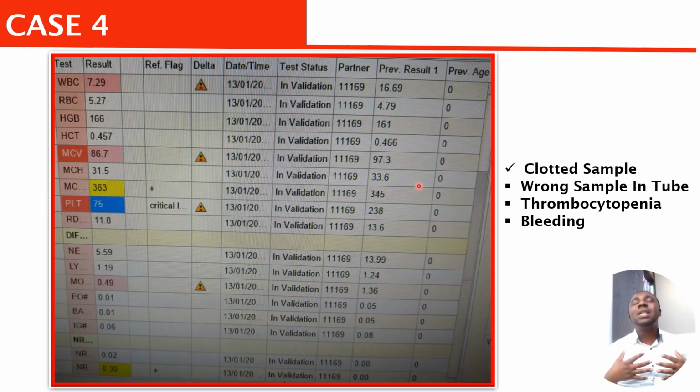But don't forget, don't be deceived. You might expect this based on experience. Sometimes, even when the sample is clotted, it may not necessarily affect the hemoglobin, but definitely it will affect the platelet count. And I've explained it during the platelet count video. So anyway, this sample is clotted, but again, when you compare it with the previous, this result could indicate a wrong sample in tube. It could be thrombocytopenia, or it could be bleeding, meaning that this person may be bleeding, and that's why the platelet count has been activated, and that's why possibly it is low. But once again, this result is a clotted sample.